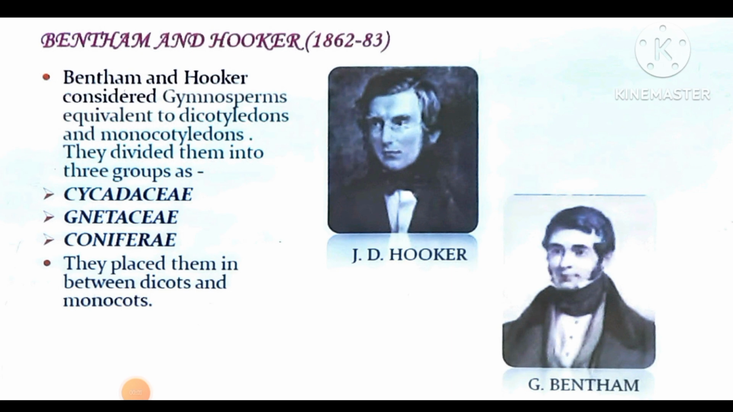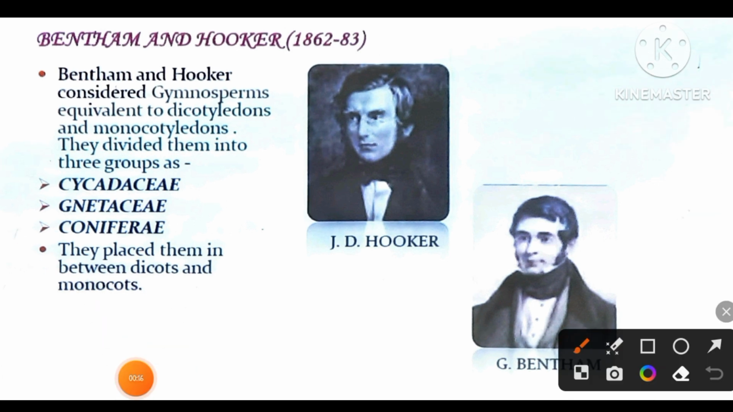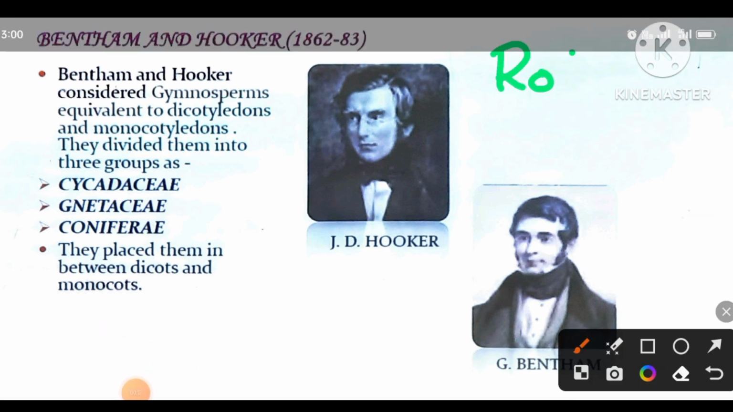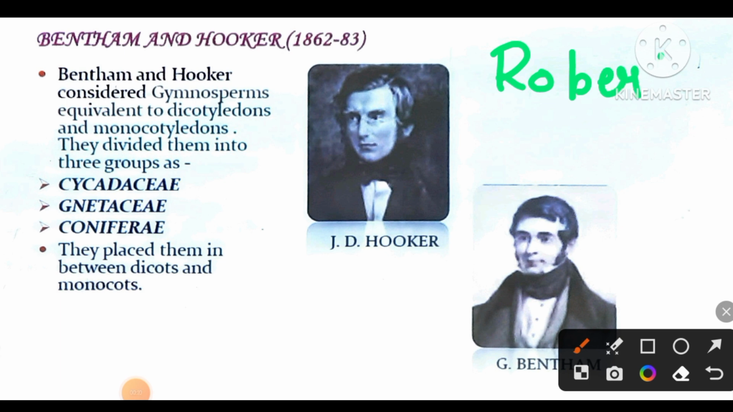Hello everyone. So today we will study the classification of the gymnosperms. Let's start with the first scientist, Robert Brown, in 1827. He was the first person who differentiated the gymnosperms from the angiosperms. Okay? He differentiated them on the basis of the presence of naked ovules.